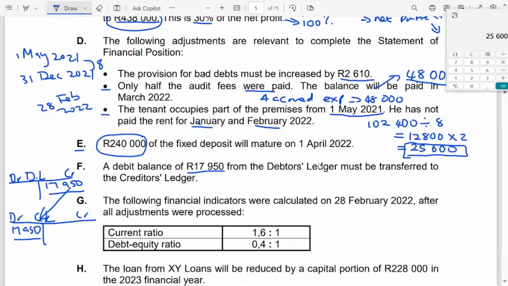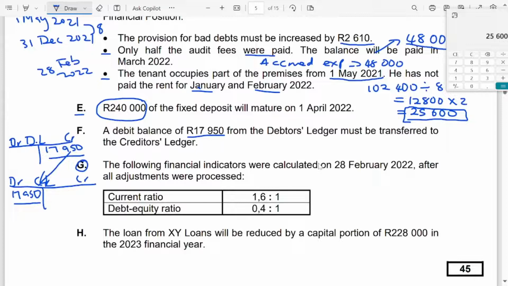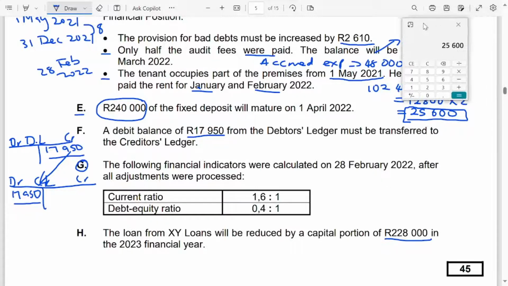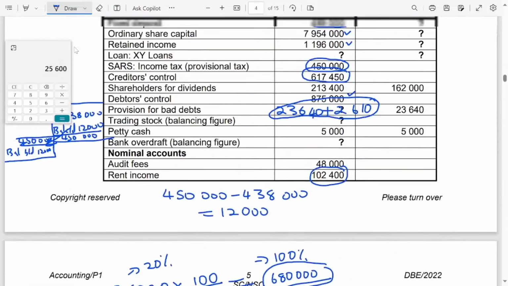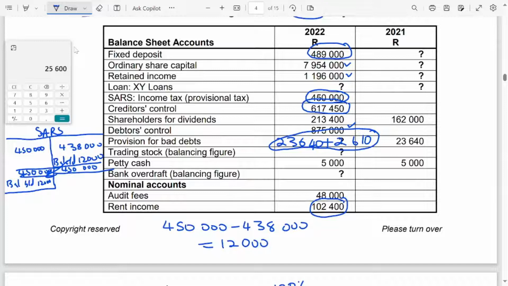So let's go back. Letter G. They just gave us the financial indicators. So let's go to H. We're going to come back to G. The loan from XY loans will be reduced by a capital portion of a loan of 228,000. Let's go and check that. How much is our loan? The loan is not given.